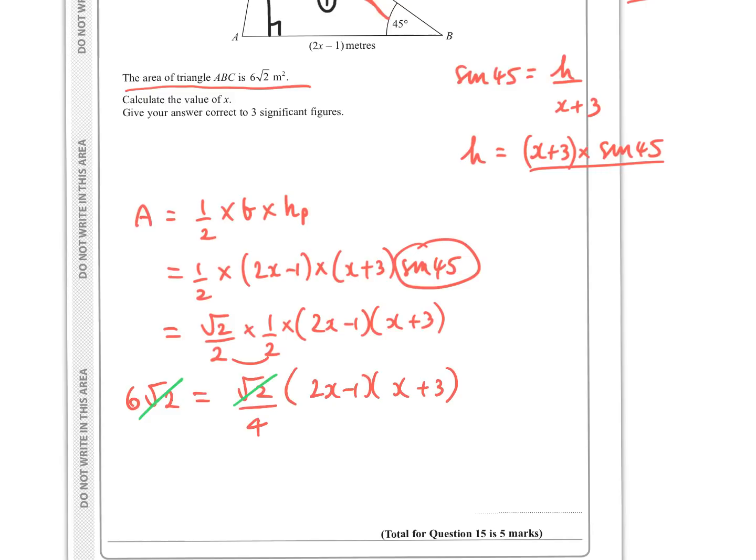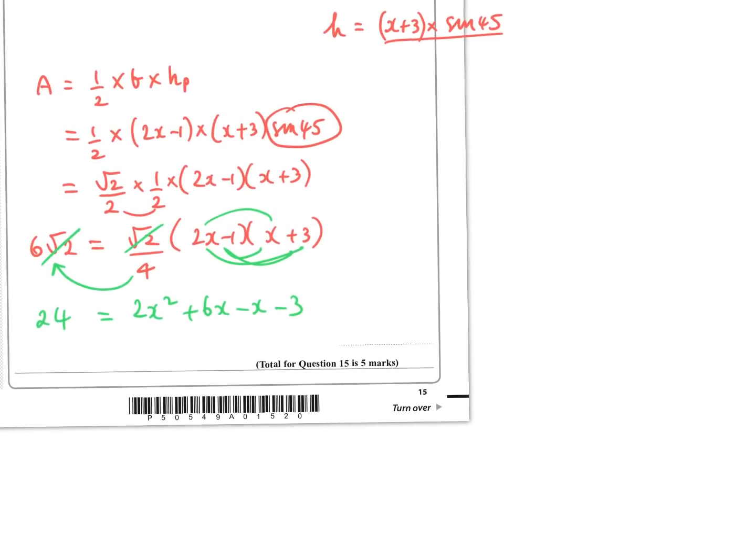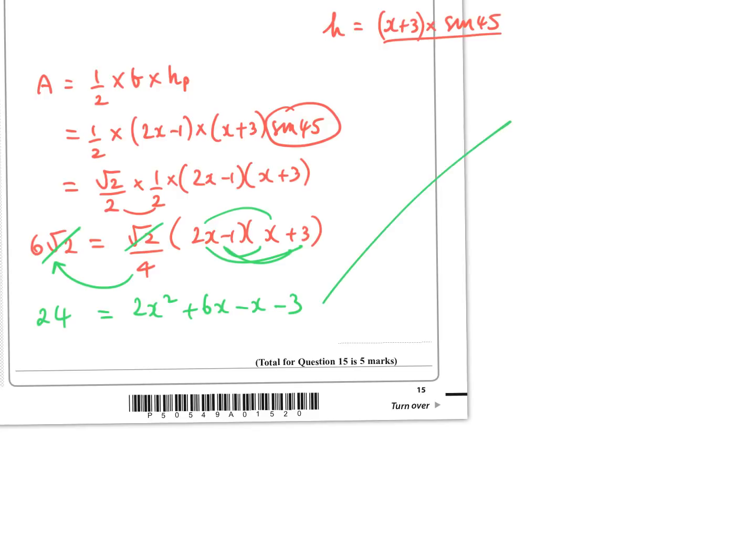Yep. We can times both sides by 4, so that will give us 24 equals, and then we can multiply this out, 2x squared plus 6x minus x minus 3. Let's give ourselves a bit more room. And we'll take that up here. So I'll just write this out again. So 2x squared, I'll just put those together, collect those terms, so that's 5x minus 3. Let's get everything on the right hand side, so take 24 from both sides. And then let's have a look at factorising.